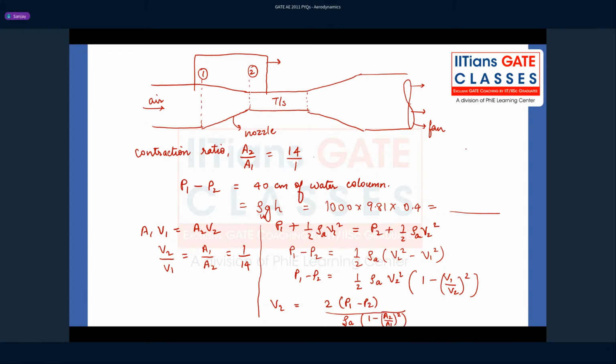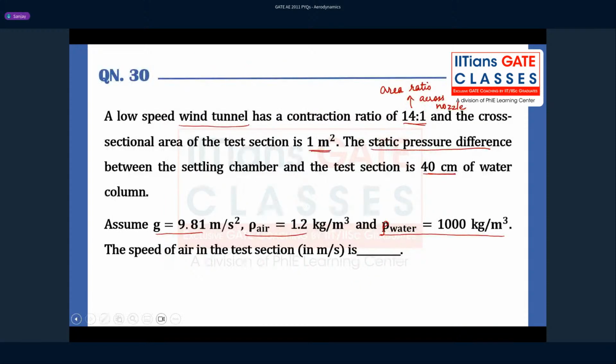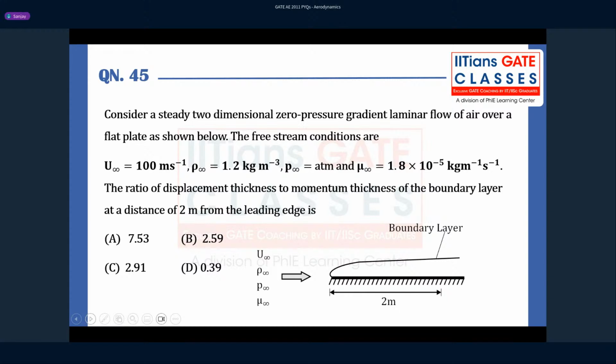Okay. So if you substitute all the values, you have P1 minus P2, you have rho air, you have A2 by A1, right? Substitute all the values, you are going to get the answer, right? So can you substitute it and tell me what is the answer that you will get here? So it's going to be around 82 meters per second. Okay. So it was an NAT. Okay. So you can just put the appropriate answer over here. Okay. I hope this is clear. It was a very easy question. Let's now move on.